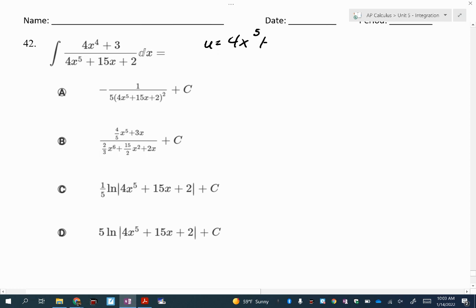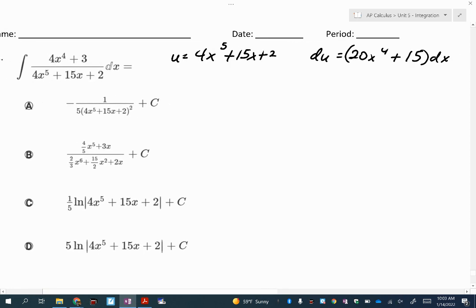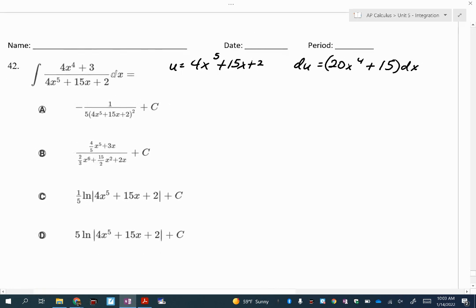4x to the 5th power plus 15x plus 2 is u. Take the derivative. 5x to the 4th power. Oh, that's not it. 20x to the 4th power. Sorry about that. Plus 15 times dx. When you look up here, you'll notice that it says 4x to the 4th power plus 3 dx. So I have too much in there.